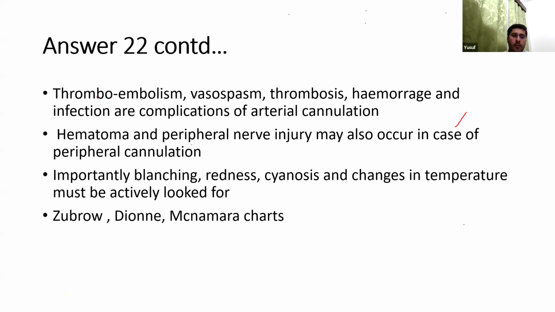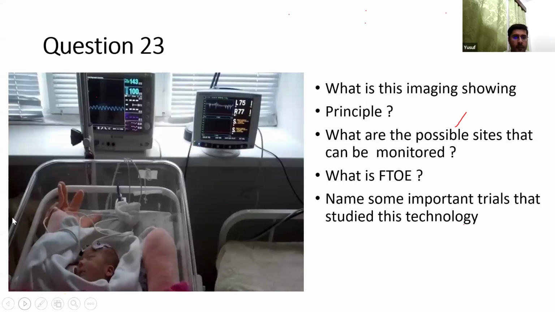Okay. So then the important charts are basically the Zubrow charts, the Dinamap chart, and the McNamara chart. Okay. So you can see a monitor on the left hand side, and the baby is being attached to that monitor. So what is this imaging showing?